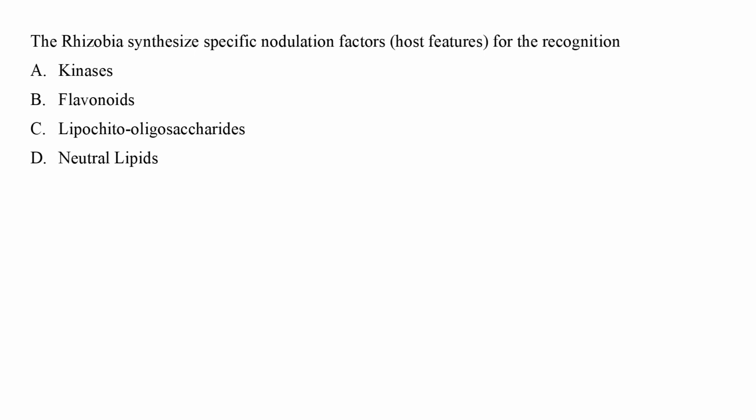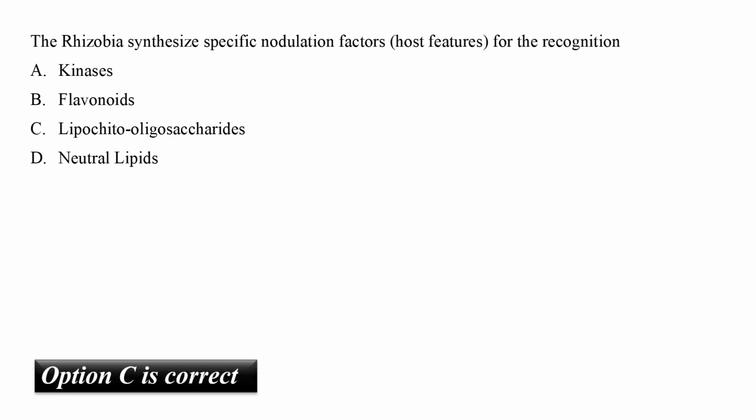At extremely low concentrations, purified nod factors are capable of eliciting on homologous legume hosts many of the plant's developmental responses characteristic of the bacteria themselves, including cell divisions, and triggering the plant organogenic program. Thus, the correct answer for specific nodulation factors for recognition are lipocyto-oligosaccharides. So option C is correct.